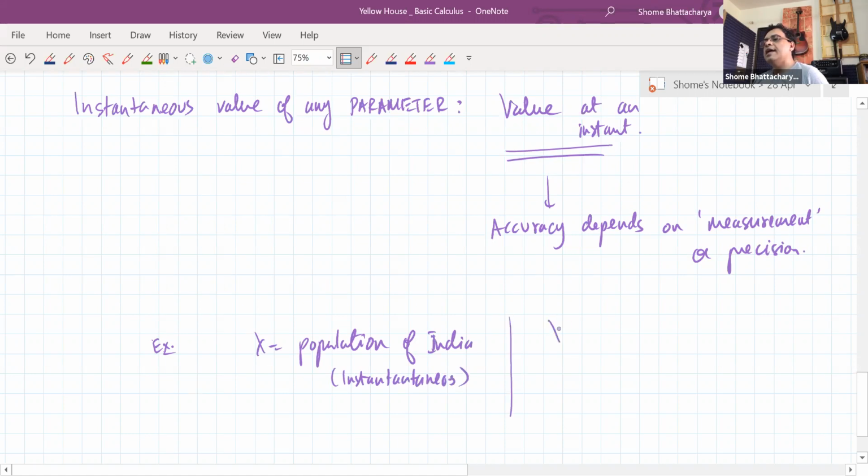now the accuracy depends on whether I'm doing it on an hourly basis, or on a daily basis, where every day I count the population of India, I have some census which counts it, or on a minutely basis, so I know how the population is changing according to the number of births and deaths every minute. So my measurement of the instantaneous value of this parameter X, which is population, depends on how often I'm measuring the population. The accuracy depends on that. That is the point I was trying to make.